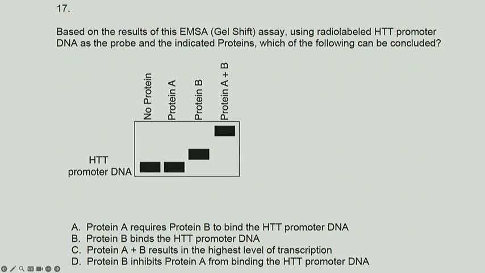And then finally, D, protein B inhibits protein A from binding. That's the opposite of A, right? So clearly, protein A requires protein B to be present in order to bind. That's why there's a further upshift only when they're both together, right? D is the opposite of that. D would be if A bound by itself, and then when you added B, suddenly you got a downshift.